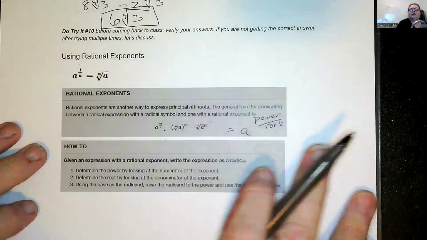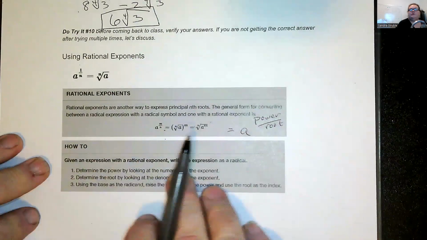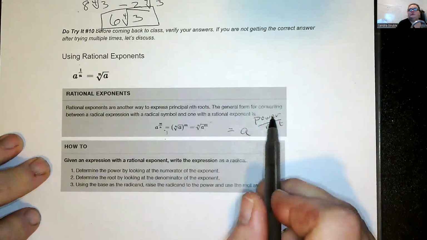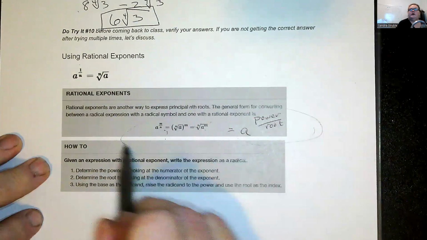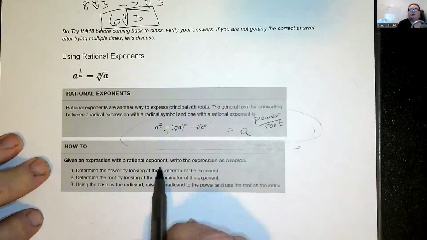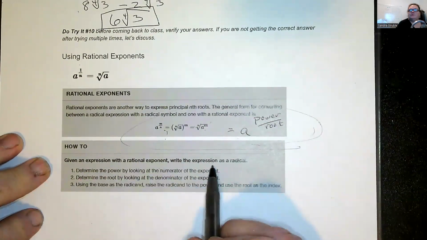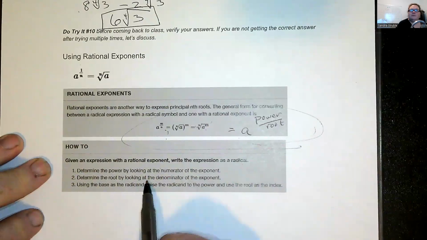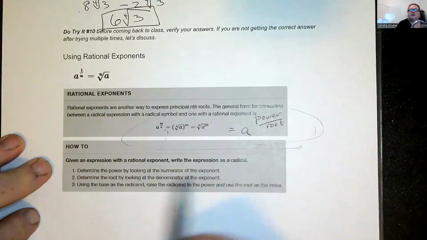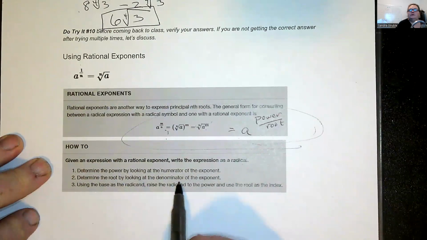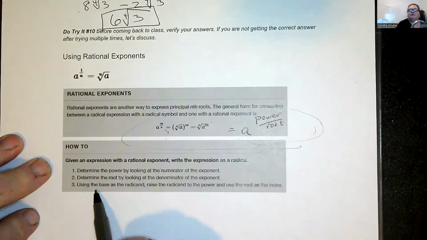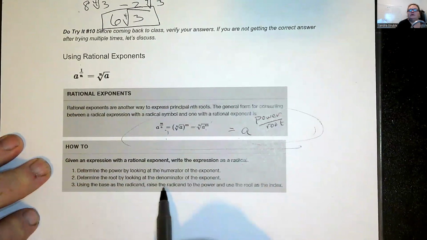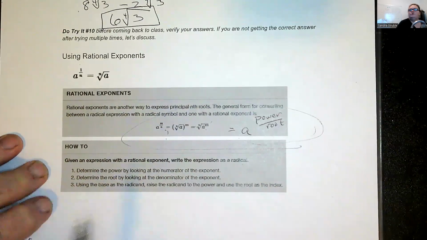So let's see here. Make sure you have this in your notes as well, so that you've got this. Given an expression with a rational exponent, write the expression as a radical. Determine the power by looking at the numerator of the exponent. Determine the root by looking at the denominator of the exponent, and use the base as the radicand, raise the radicand to the power, and use the root as the index. All right, let's look at that.